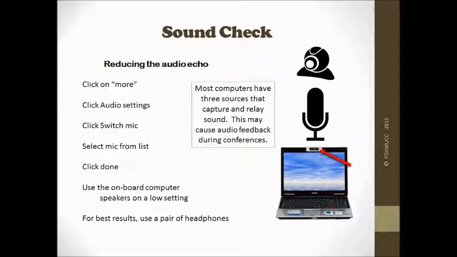Up at the top of your screen, you should see a More button. You want to click on that, then click on Audio Settings. That will bring up another box where you click here to switch your mic. In that drop-down box, you're going to choose the mic that you want the computer to use. If you're using a headset, you can choose your headset mic. If you're using the built-in computer mic, you'll have that. We are actually using the Behringer mixer mic for podcasts, so we have that chosen in our drop-down box. You hit done.